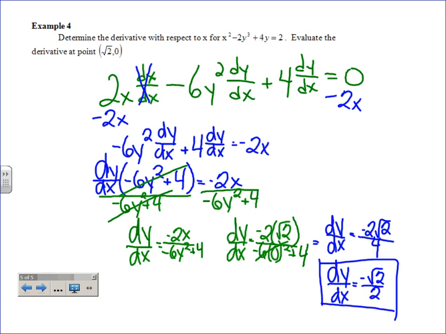Yeah, and so if you simplify, you get negative square root of 2 over 2. That's very well done. The key is to get all the dy dx's on the same side, because they're all just dy dx. It's not like they're squared or cubed or anything. Just get them out there, factor them out, get everything else out of there. And there you go.